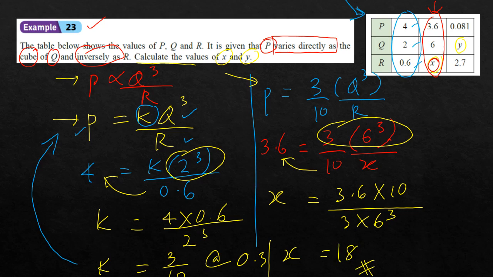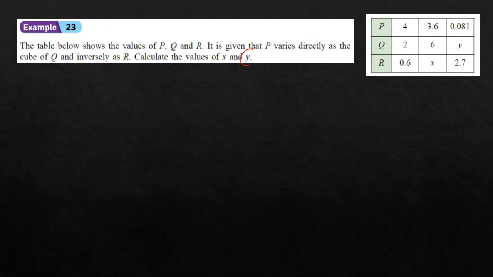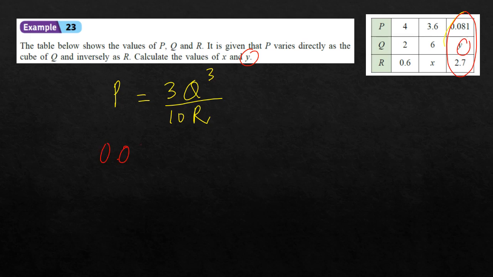So next we want to find your Y. To find your Y, you use the same equation. What is the equation? Equation is P equal 3 Q cube over 10R, right? Okay, now you focus on this part, with your Y that you want to find. So you just substitute your P. Your P is 0.081 equal 3 times your Q is your Y cube over 10 times your R is 2.7. Okay, so once again this one can go up.